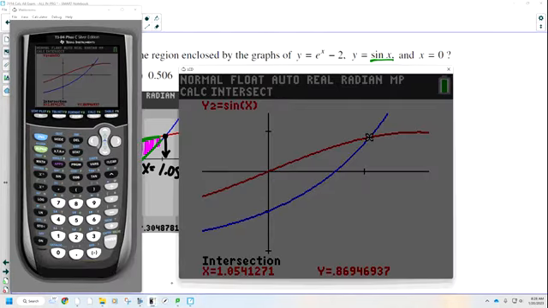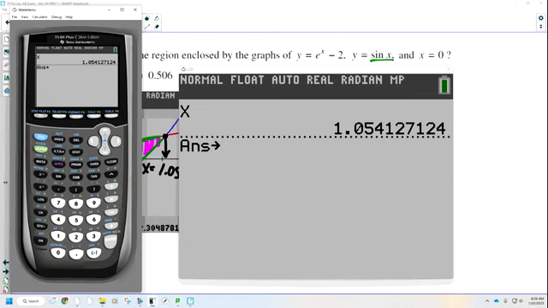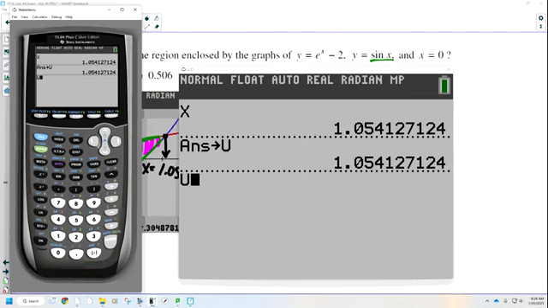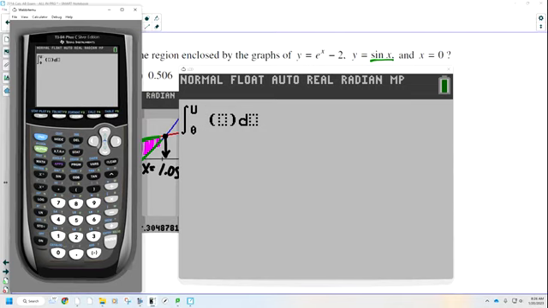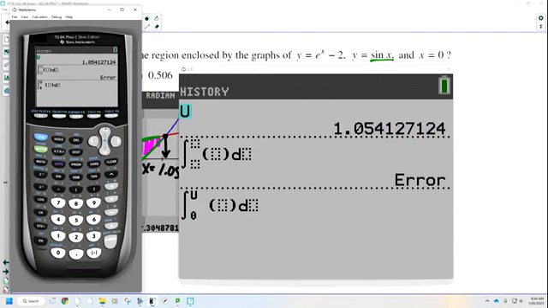Let's go second quit. I really have this x value, but I'm going to put it into u, so I'm going to hit store into u. So anytime I use u, I've got this number that I haven't rounded yet, and I don't like rounding until the end. So let's math 9. Integrate from 0 to u. There you go, because keep in mind, my u is 1.0, that whole number.